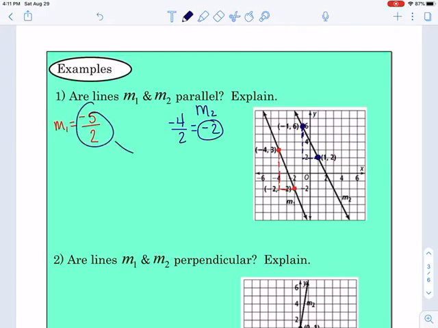If I look back over here, parallel lines have to have the same slope, therefore these are not parallel.